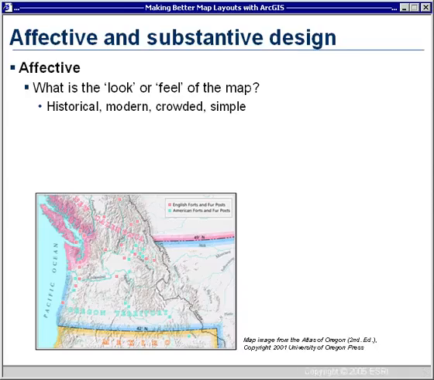In the screenshot we've shown here, the effective design is to create an historic-looking map of the Columbia River watershed sometime during the mid-19th century. This is a modern map, but the effective design is to make it look old.